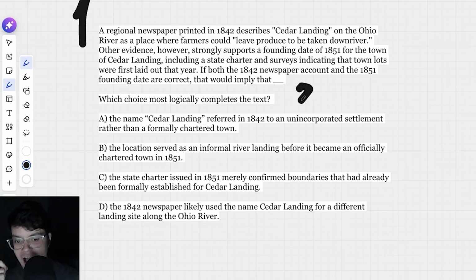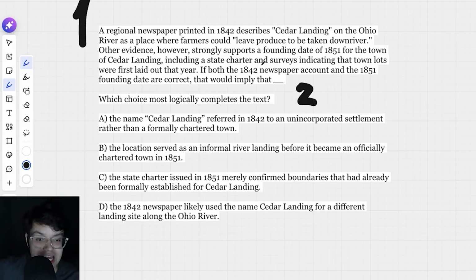For my prediction here, I would probably guess something along the lines of in 1842, it was just a produce trading place. This was just a random place on the docks. They could just leave their produce and it was taken down river. It wasn't really a town. There's not really anybody living there. There wasn't any kids, any people besides farmers. It was just the farmers and they just went there maybe once a month or something.